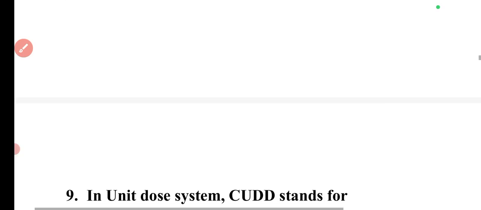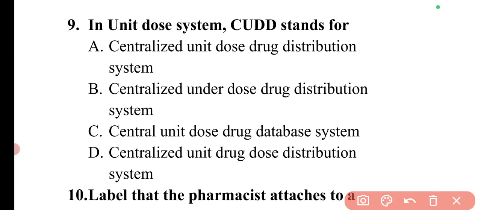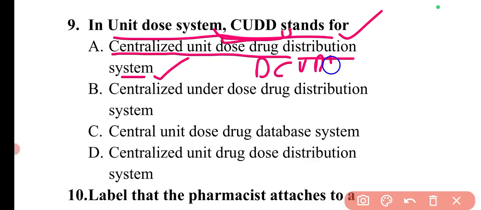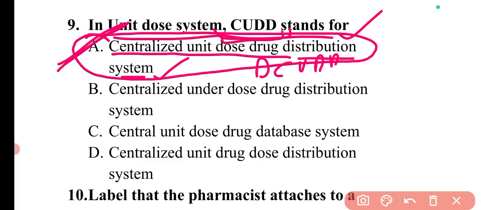Next question is, in unit dose system, CUDD stands for. So in unit dose system, in which a single dose is given, there are two main types, the CUDD and DCUDD. CUDD stands for Centralized Unit Dose Drug Distribution System, while DCUDD stands for Decentralized Unit Dose Drug Distribution System. So here option A will be the correct answer.